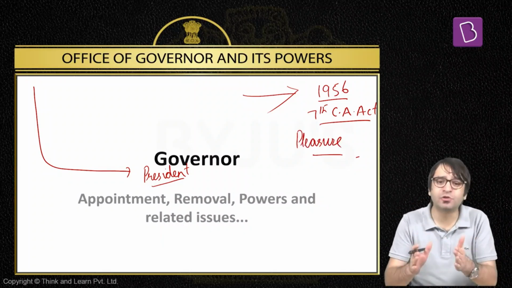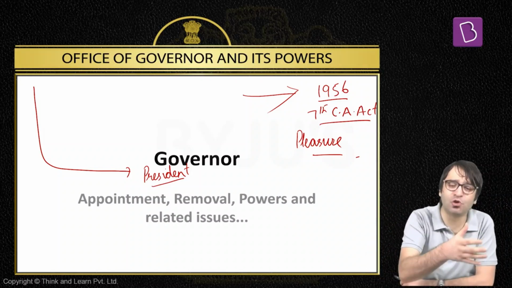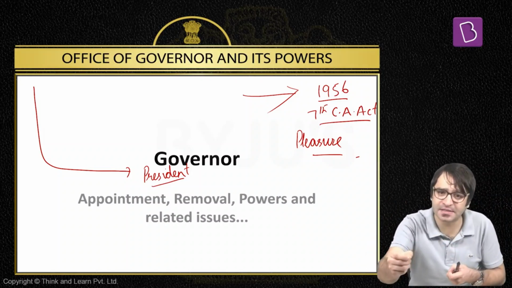This is where we come across this doctrine again, doctrine of pleasure. That means the governor of a state remains in office as long as he enjoys the confidence of the president, which basically means as long as he enjoys the pleasure of the prime minister. If the prime minister wishes, he will advise the president, and the governor of a state will be removed.